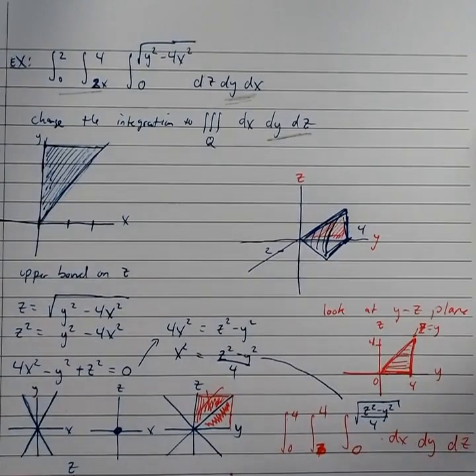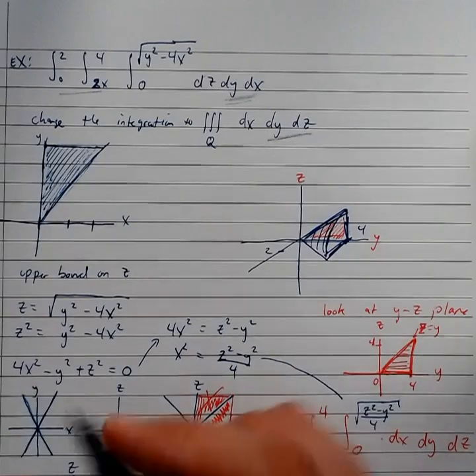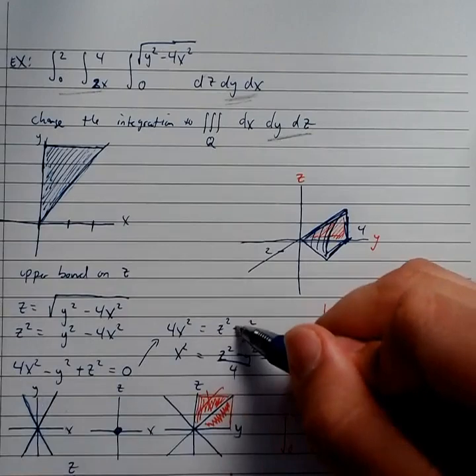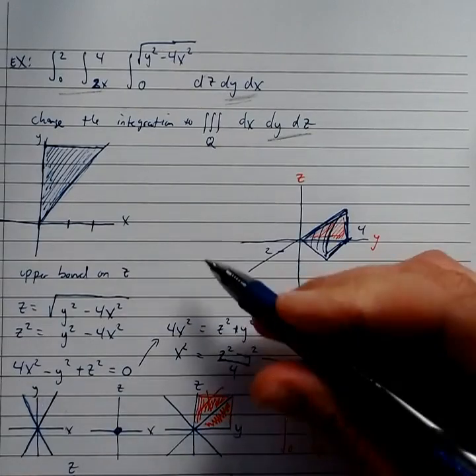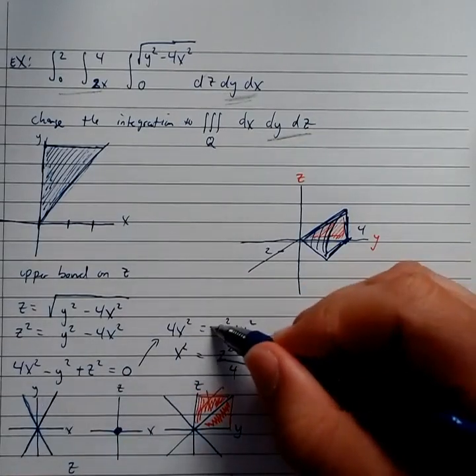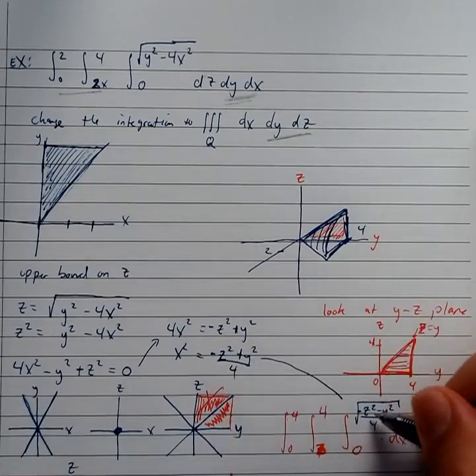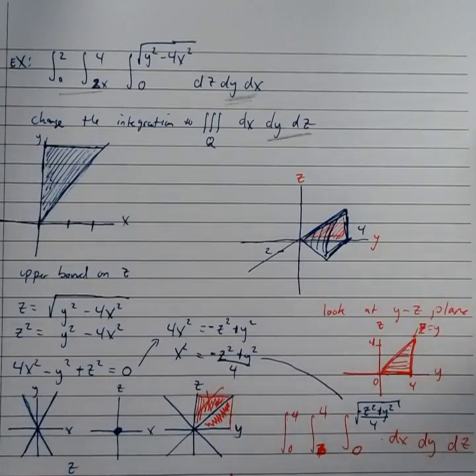Oh, and I realize my signs are backwards here, aren't they? If I move this over this way, that negative y squared should become a positive y squared, and this positive z squared should be a negative. So here my signs are backwards. This should be minus z squared plus y squared over 4.